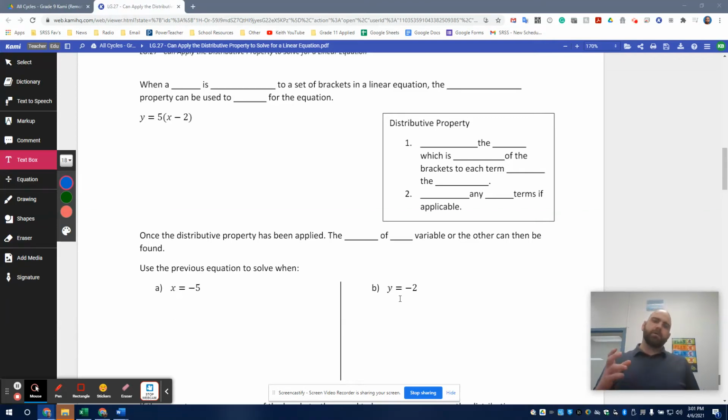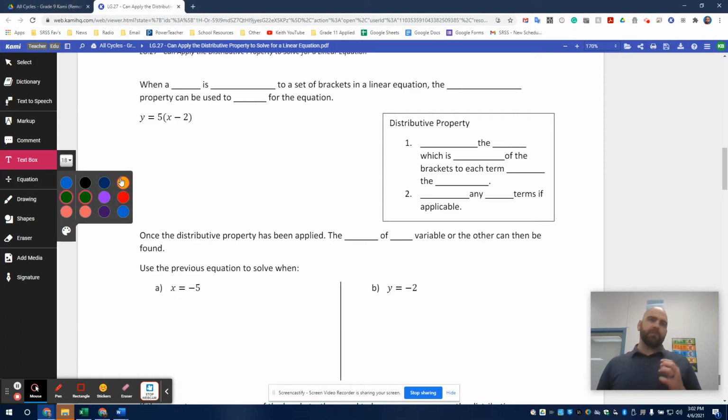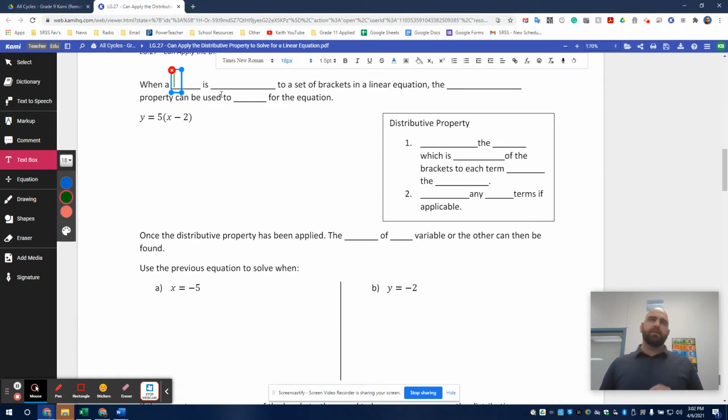So we've gone through how to solve an equation, even if there's operations on both sides. Now we're going to take a look at something called the distributive property. Okay, and that's going to be kind of our big thing that we're going to look at in this lesson here.